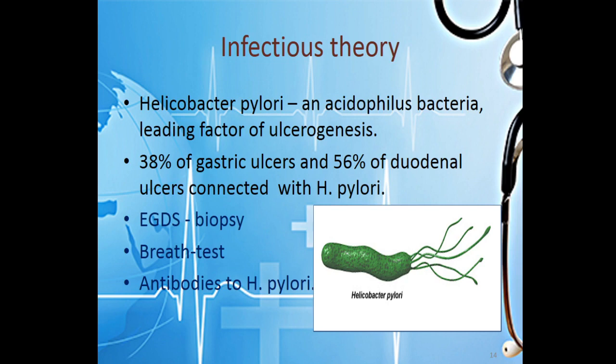So, Helicobacter pylori is now the most famous theory of ulcerogenesis. According to this, we can treat. And by the way, we have successful treatment.